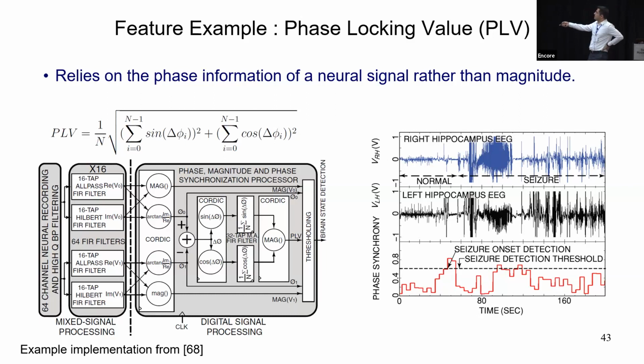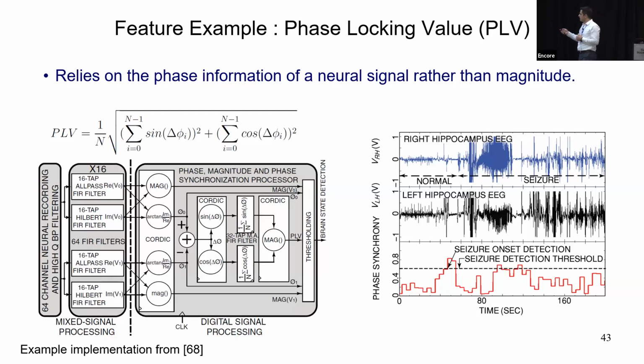PLV, or phase locking value, is a feature whose mathematical expression you can see here. At the core of this expression is delta phi, which is the phase difference between the signals from two different electrodes. Here's an example implementation of how PLV is calculated, where the signal is fed to all-pass and Hilbert filters to get the in-phase and quadrature components. Those components are used by a vector-mode Cordic processor to calculate the magnitude and phase of the signals. Then the phase difference is computed, followed by moving average filters, and then the magnitude of PLV is calculated.